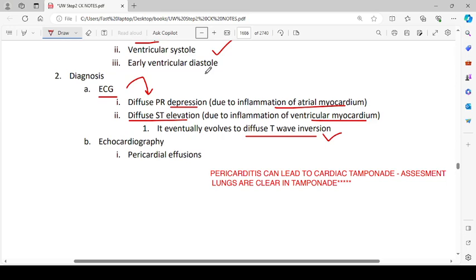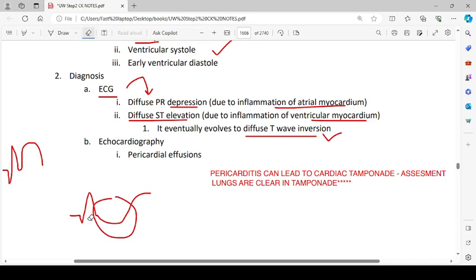How is it different? In ST elevation myocardial infarction, the ST elevation is tombstone shaped. Suppose this is the QRS interval and this is that, so there's a tombstone-appearing ST elevation. While in the case of pericarditis, this is the QRS interval, and then we have an ST elevation like this, like a smiley face. There's an indentation in that, and then it moves upward. So they look slightly different in these two situations.